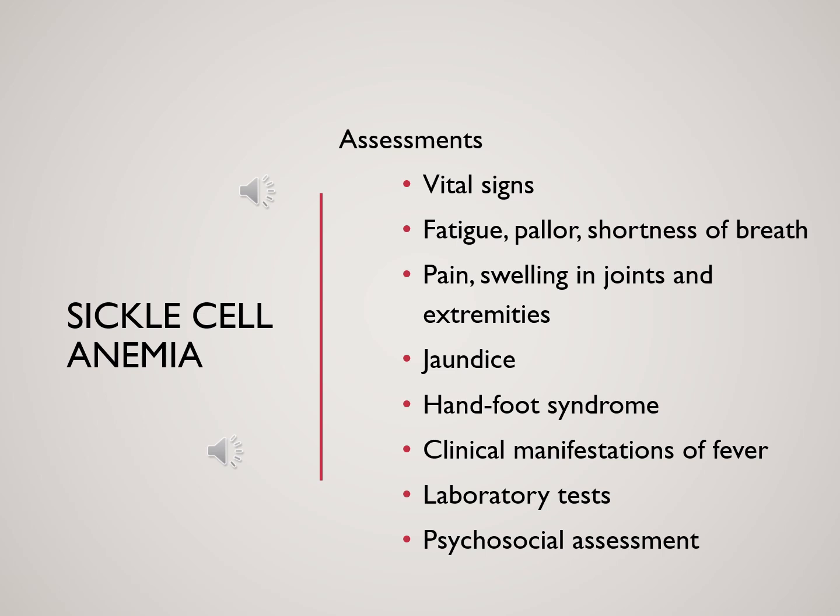Laboratory tests are going to be the hemoglobin and serum bilirubin levels. Sickle cell RBCs have decreased hemoglobin levels and increased hemolysis of the RBCs. It's going to elevate the serum bilirubin. We're going to look at serum iron, vitamin B12, and folate levels. A lot of times people that have sickle cell disease also have decreased levels of iron, vitamin B12, and folic acid.